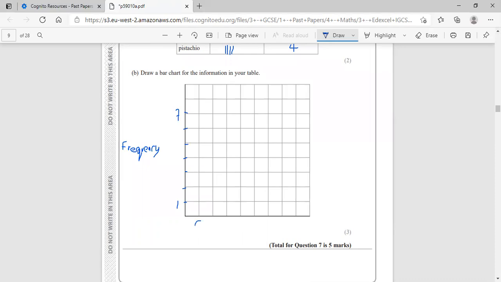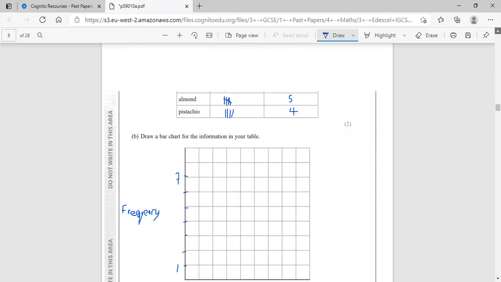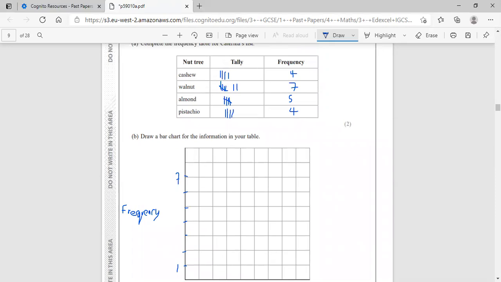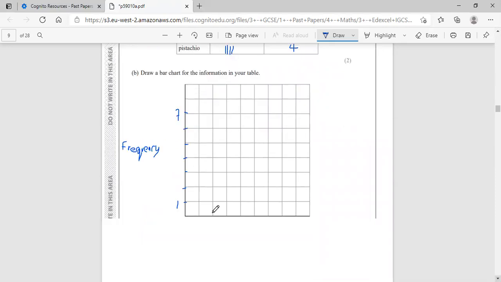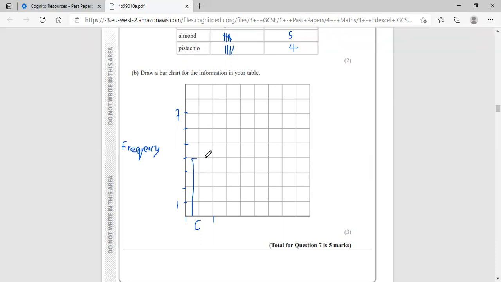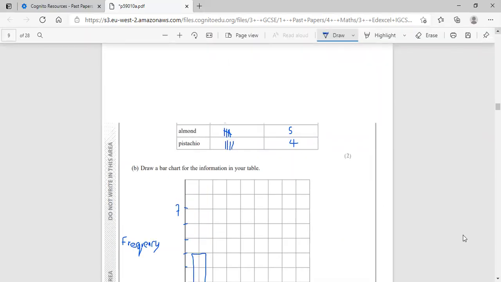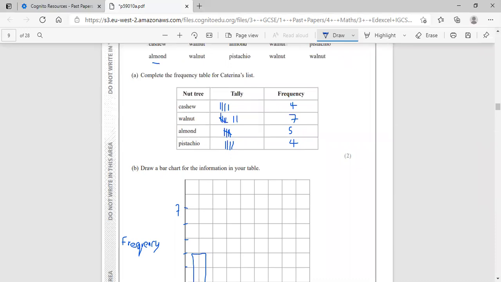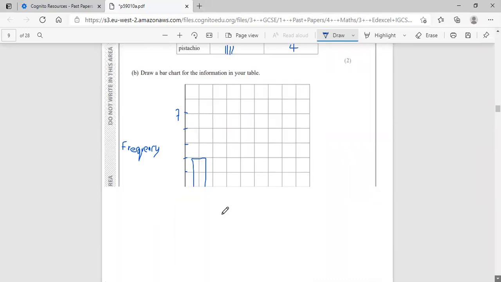And what is the frequency? The frequency is 4. So let's just draw a little line here to split it up from the others. So we're going to go in the middle on this side, go up 4, come back down 4. Okay, now we'll do the rest of them, and that will hopefully not be too hard. So we've got walnut next, which is 7.